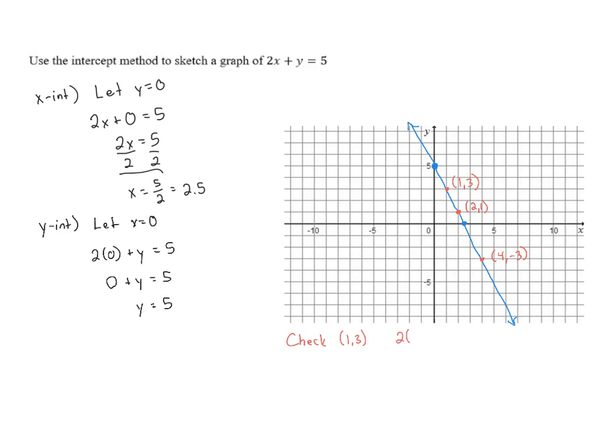We have 2 times x, which is 1, plus y, which is 3, and we want it to equal 5. 2 times 1 is 2. So we have 2 + 3 = 5, which we know is a true fact. So that tells us that that is a point on the line, and so we've probably done it correctly.